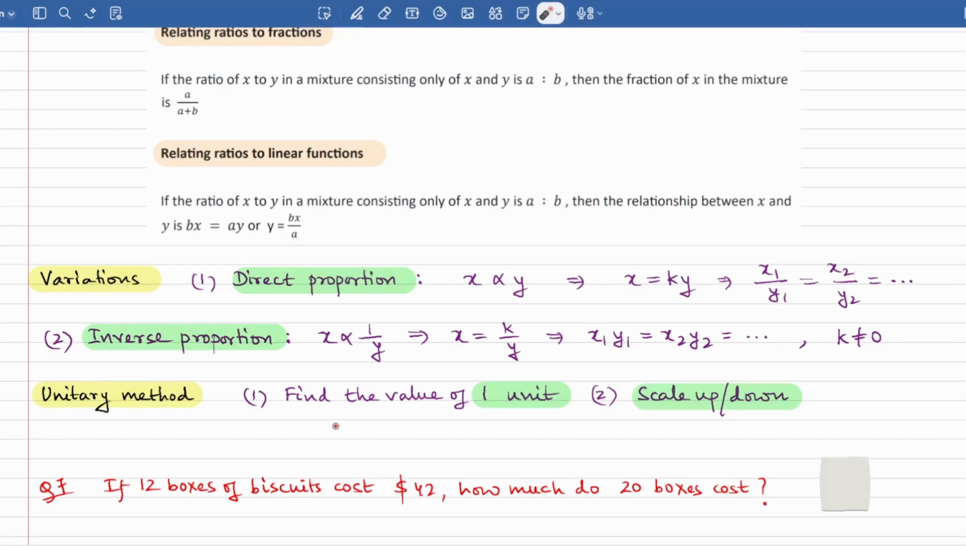But I'll teach you one more method. See, 12 boxes have to be scaled up to 20 boxes, right? So 12 goes to 20. The ratio is, if you cancel by 4, 3:5. So 42 also has to be scaled up in a ratio 3:5. Now in 42, 3 units means 42. So 1 unit means 14. So 5 units would mean 70. Therefore, $70 would be the final answer. You can solve this easily by unitary method, but hey, it never hurts to learn one more method, right?